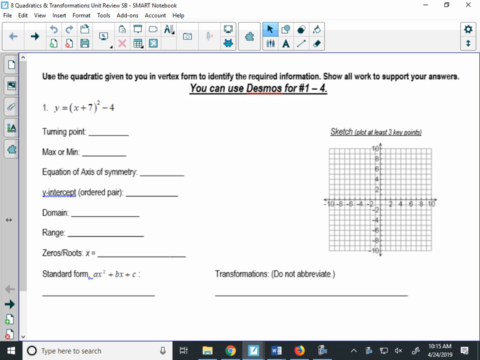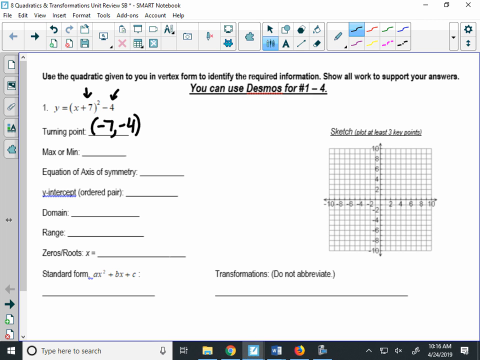So let's start with number 1 here. It says use the quadratic given to you in vertex form, identify the information, and graph it. Alright, so let's try to do some of this just to review the properties without using Desmos, and then we can check our work. The turning point when you're given vertex form is always the opposite of what is in the parentheses, so that would be -7, and then the same number as what's outside the parentheses as the y value.